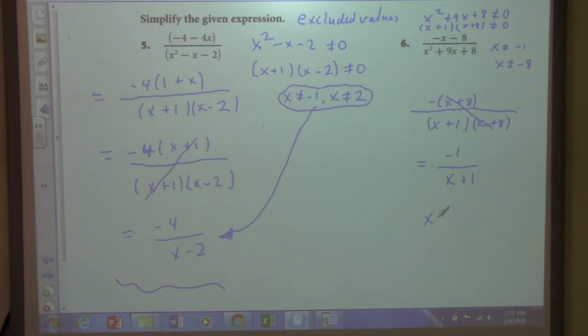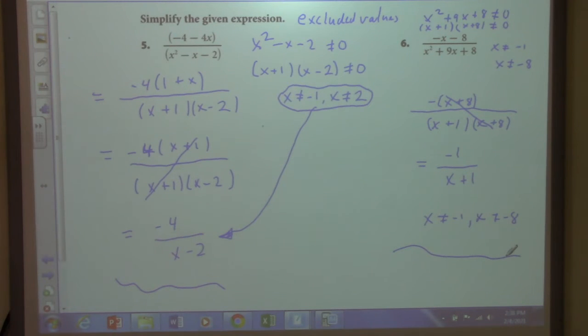But x cannot equal -1. X cannot equal -8. Is that it? Is that right? Yes. That's right. Thank you. So it looks negative. So really, that's that one. That's it. We got it though.